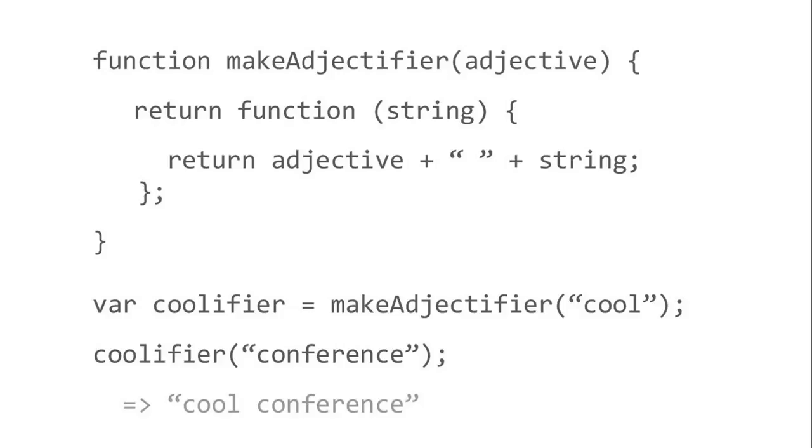This is a bit of a random example, but let's say we have this function at the top here, make adjectivier, where we give it an adjective, and it returns actually a function.